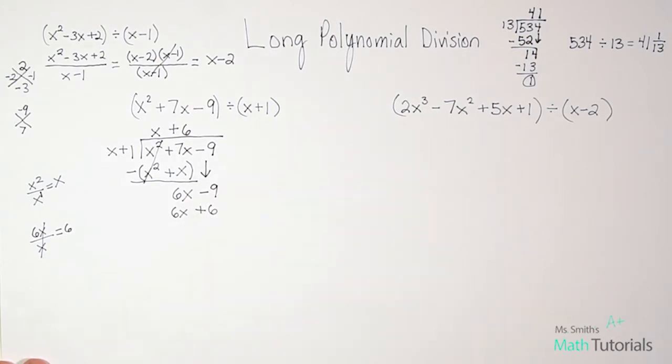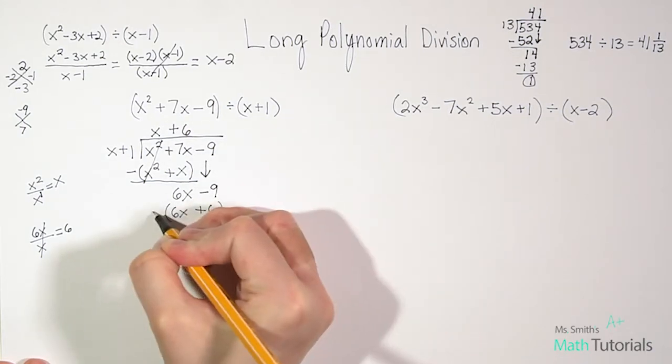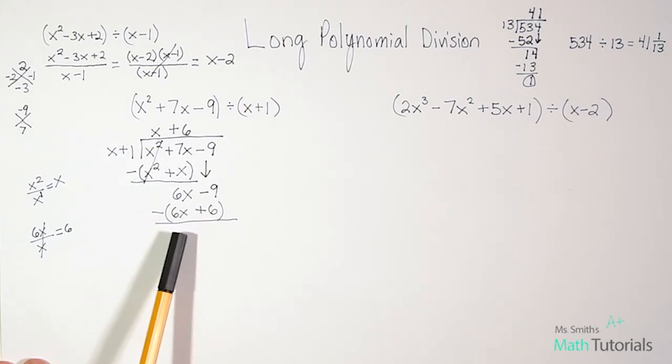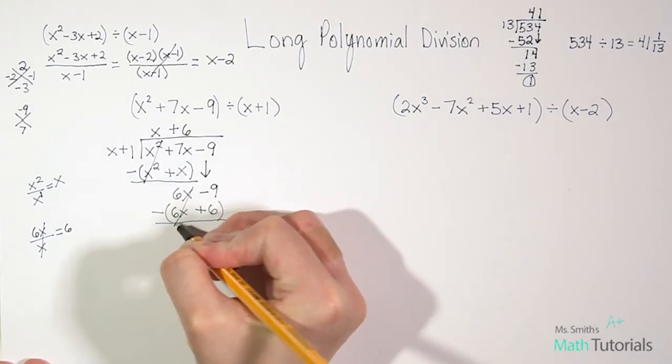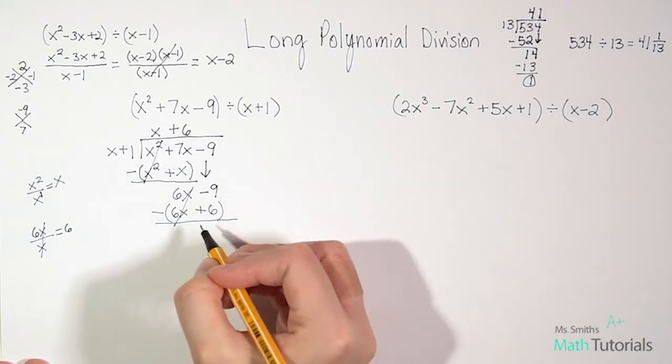We've got to subtract it. Don't forget your parentheses, okay? So we are subtracting that whole bottom part. So what's 6x minus 6x? Well, again, we should cancel if you've done your job right. 6x minus 6x is 0. Now we've got a negative 9 minus 6, a negative 15.